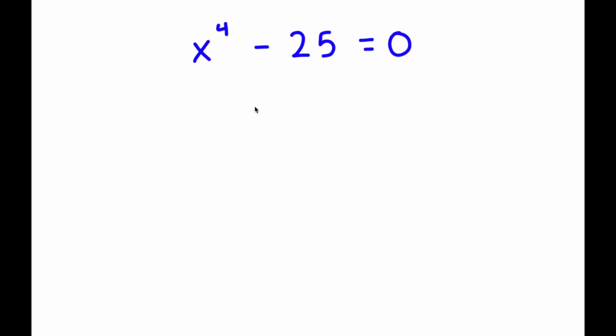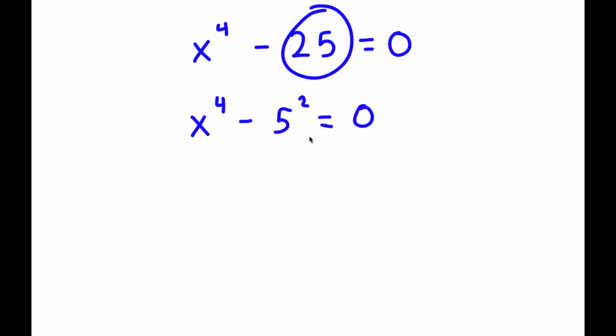Alright, so in this problem, I have x to the power of 4 minus 25 is equal to 0. So to solve this, I'm going to first rewrite 25 here as 5 squared. So now I have x to the power of 4 minus 5 squared is equal to 0. Now x to the power of 4, that's the same thing as x to the power of 2 times 2. So I have x to the power of 2 times 2 minus 5 squared is equal to 0.